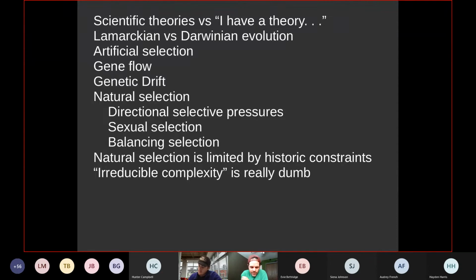So I've found it important to step back early in the semester and talk a bit about the nature of science as we get into mechanisms of evolution. So we're going to look at what the nature of science is, the words that we use in the scientific method that might be a bit different from colloquial use of those terms. We'll look at Lamarckian versus Darwinian evolution, look at artificial selection, and then move into gene flow, genetic drift, and natural selection. Then we'll take a look at natural selection.